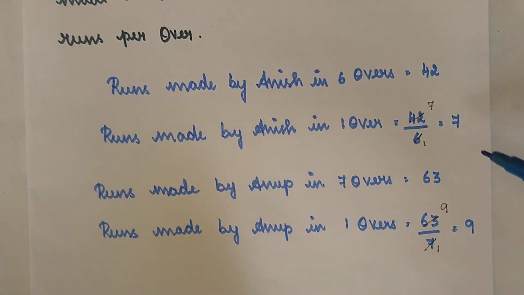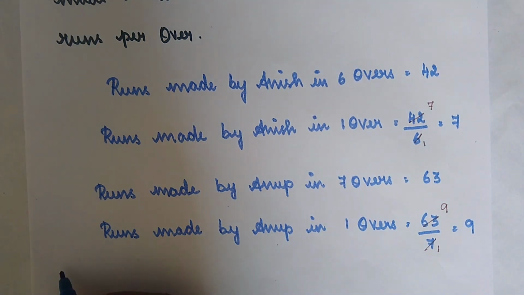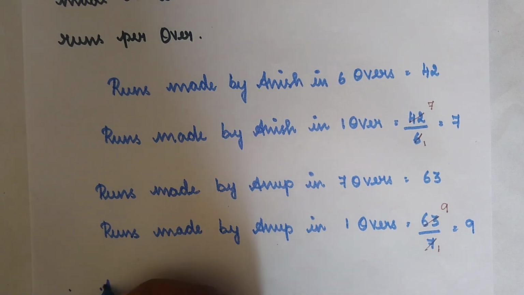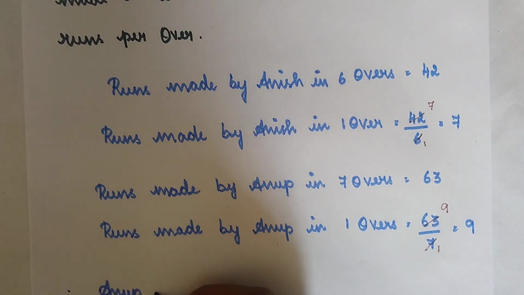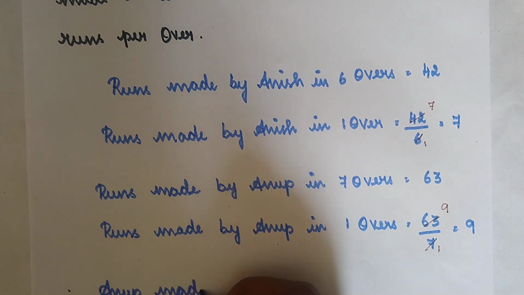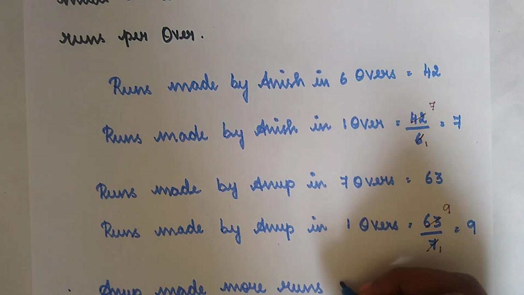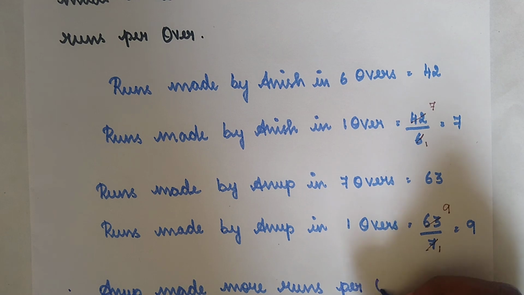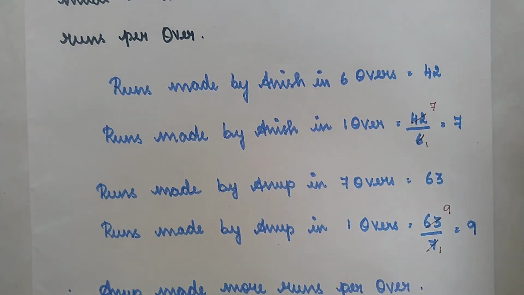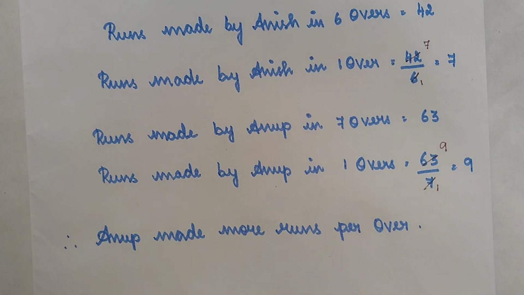So we have to compare these two numbers. Who made more runs per over? Here Anup made more runs per over compared to Anish. Okay, so therefore we can write, therefore Anup made more runs per over. This is our answer.